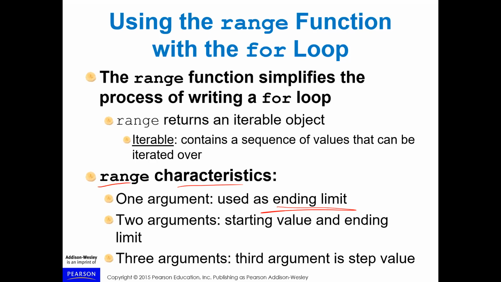You can have 2 arguments. The other approach I indicated is where we have a starting value and an ending limit. Now you could do things, you can even go in reverse. You can do a lot of incredible things with Python. You have 3 arguments, and the 3rd argument is what is called the step value.